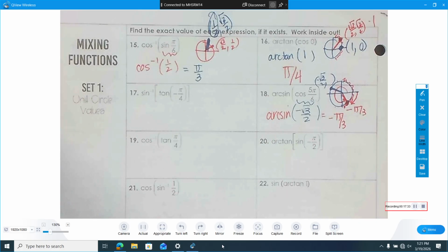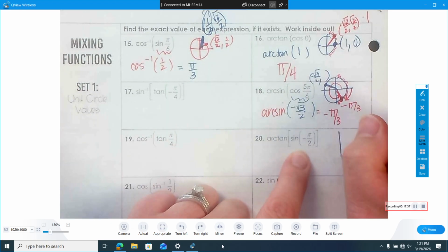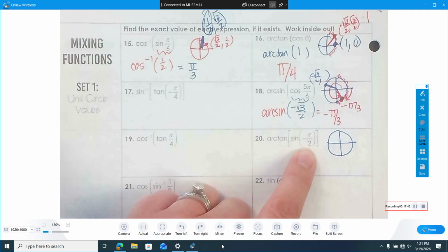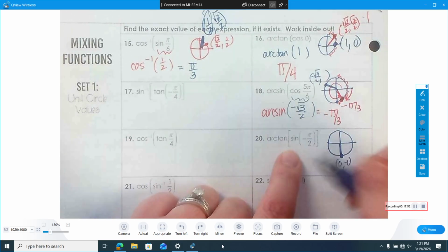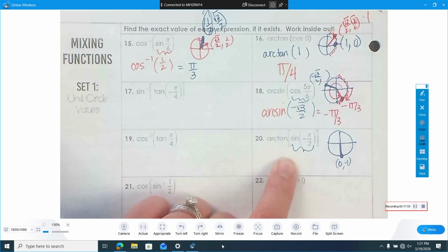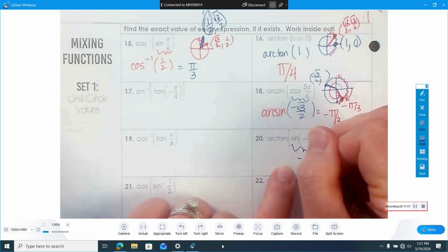All right. Let's look at number 20. So, where is negative pi over 2? The bottom, okay. So, there's our negative pi over 2. That ordered pair is 0, negative 1. All right, so what is the sine value at negative pi over 2? Negative 1. Good.